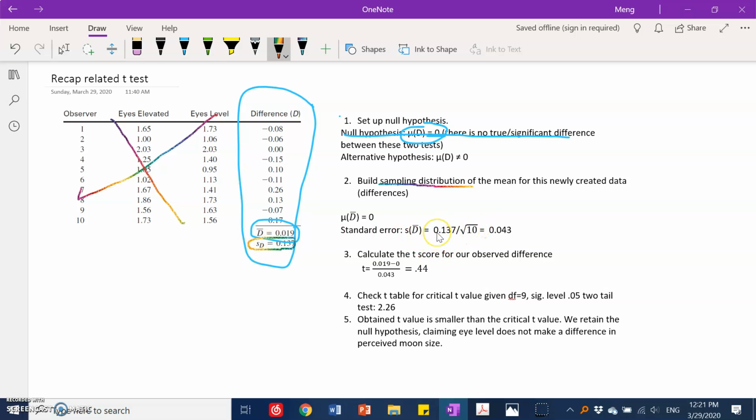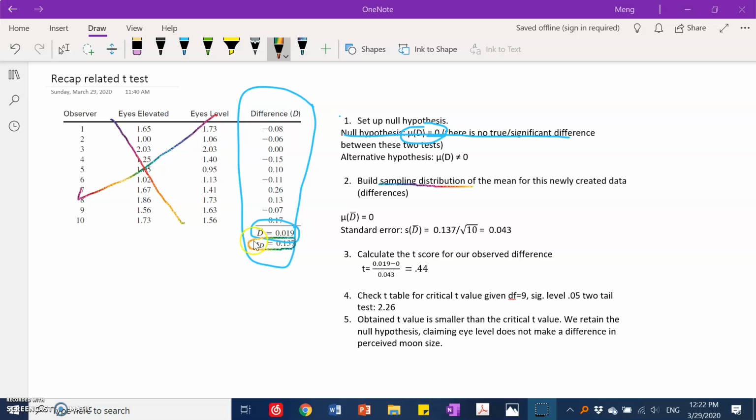So we want to divide this standard deviation of our sample by the positive square root of our sample size, which is 10, and this gives us the number 0.043. And third step, I believe you guys are very familiar with it.